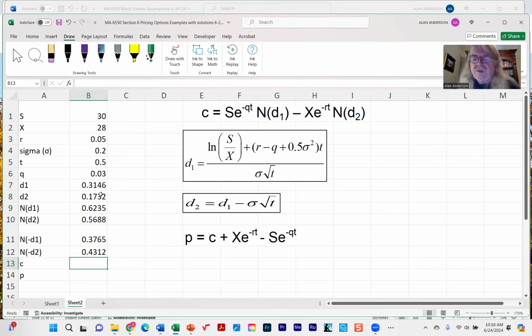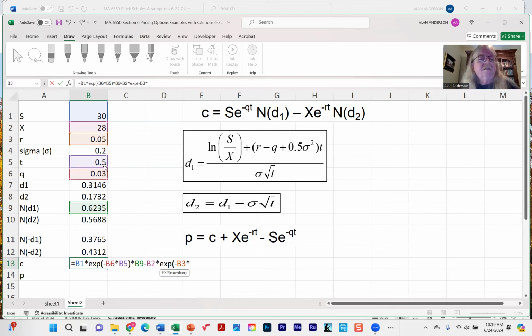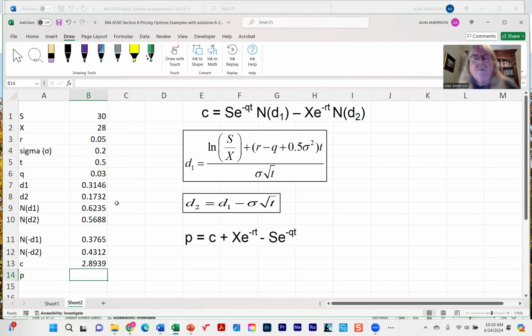So the model is right here, S times, now remember, exp to the minus Q times T. And by the way, the VBA code will be very similar. There's a couple of important differences that I'm going to show you. Times ND1 minus, and again, now we have X times EXP minus R times T, times ND2. Okay, it's approximately $2.89. Now, if you notice, the time value is only about 89 cents.